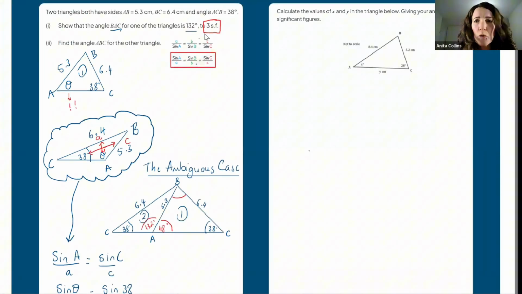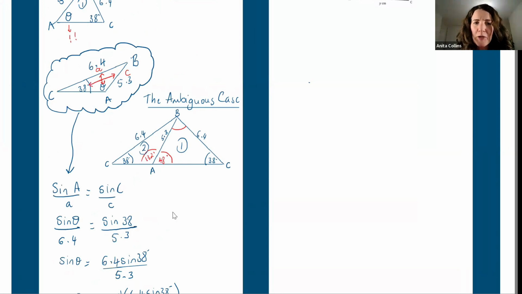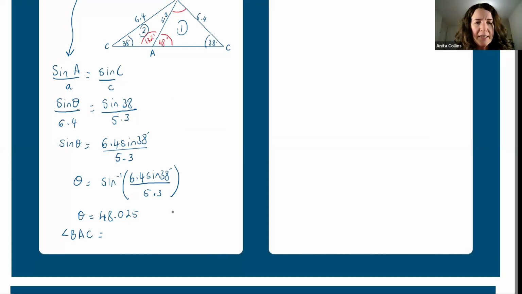And what was I asked again? I was asked to show that it's 132. Oh, that's right. Look at the picture. We had two different cases and we said the sine rule will always find the acute angle. I found that 48. I need to subtract it from 180 to get the obtuse angle. So the angle BAC is actually 180 minus 48.0. That's to three significant figures, which is 132 degrees to three significant figures. That's what we were asked to show.